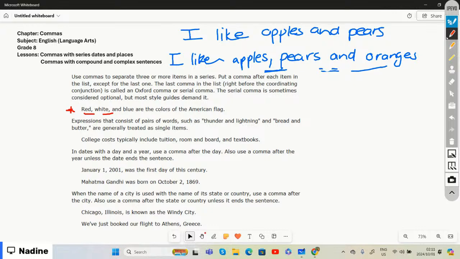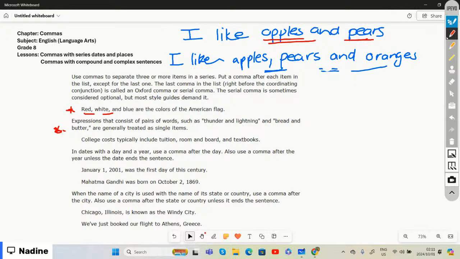Now, expressions that consist of pairs of words, such as thunder and lightning or lightning and thunder, as well as bread and butter, are generally treated as a single item. It's like you saying, I like apples and pears, right? We don't add a comma over there, and that is the same with expressions.